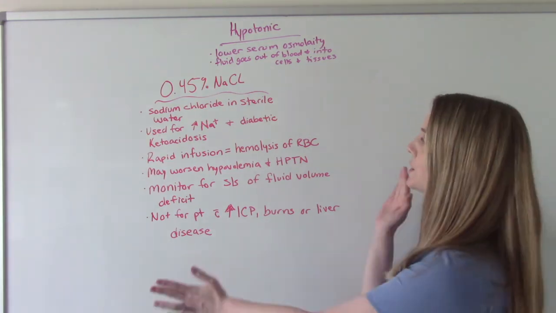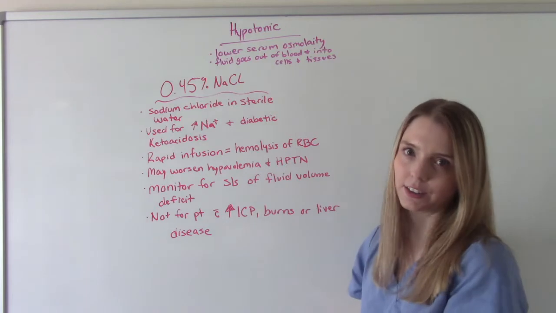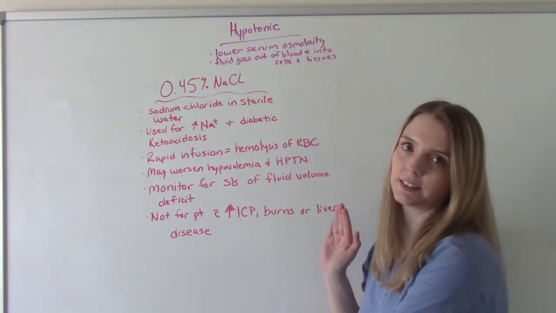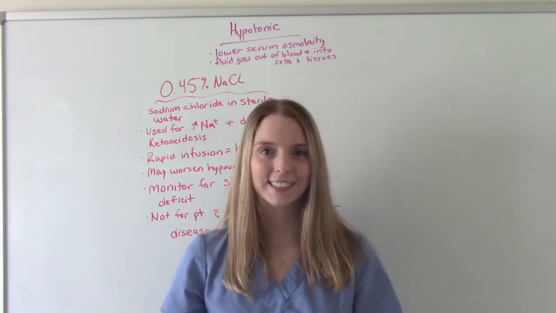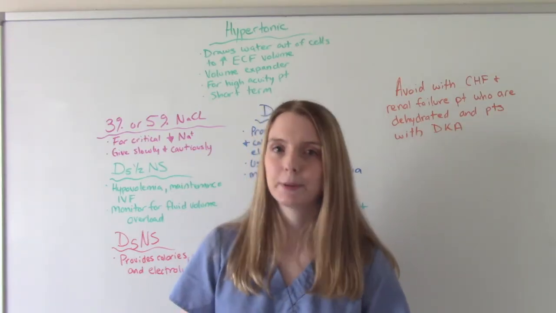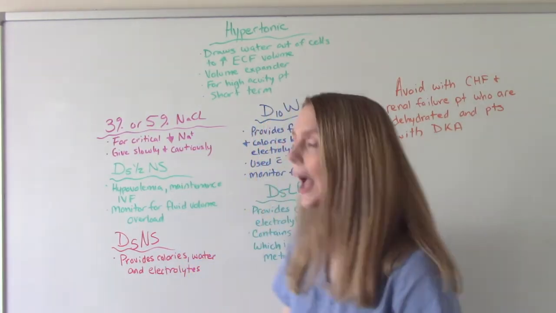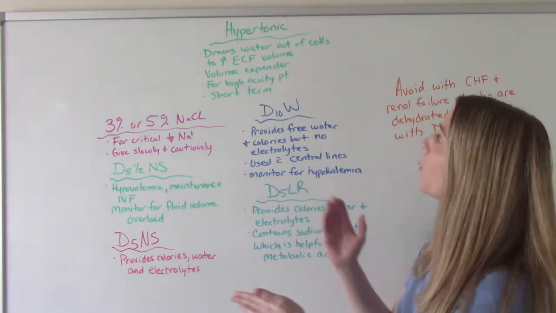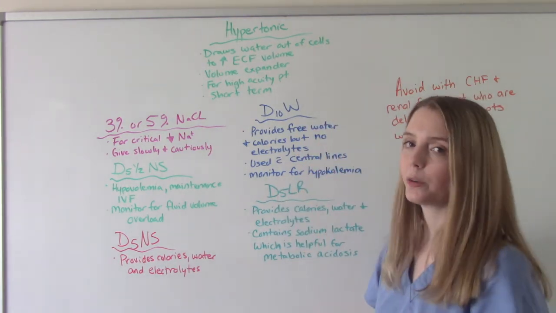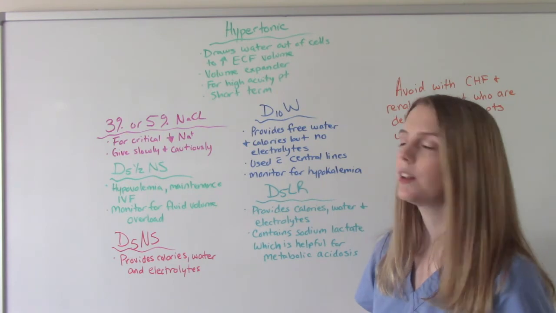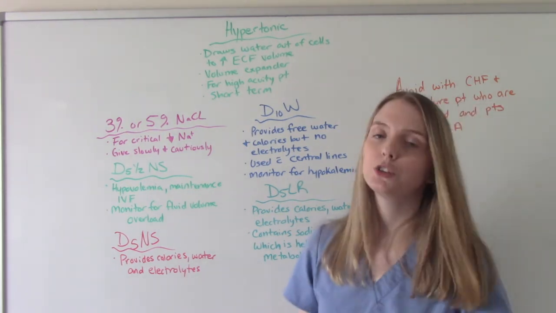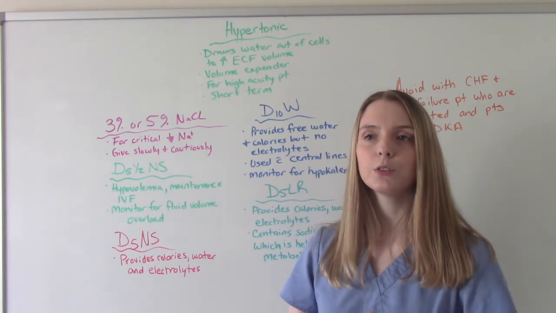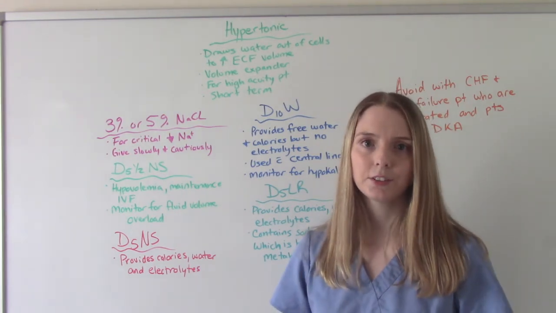So you see how this is very different than an isotonic solution. They do very different things. Now let's talk about hypertonic solutions. So hypertonic solutions draw water out of the cells to increase that extracellular fluid volume. They are volume expanders, and they are typically used for patients who are higher acuity, and they are used for a shorter amount of time than the others.